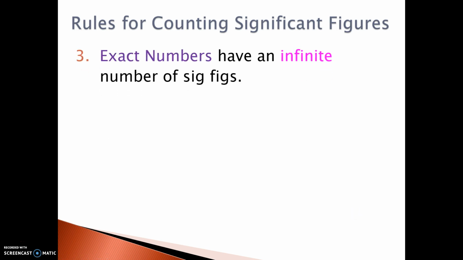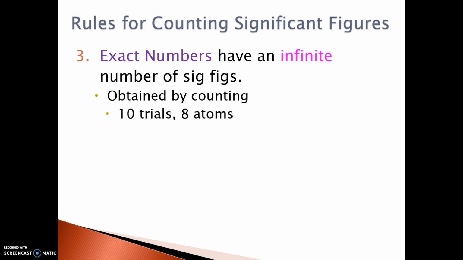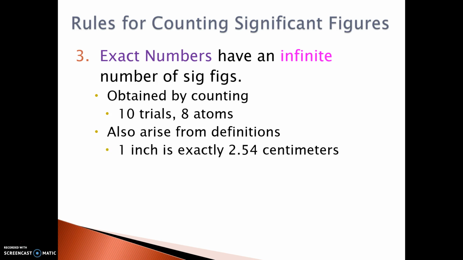Another thing to think about when counting significant figures are exact numbers. And these numbers have an infinite number of sig figs. So how do we have an exact number? One way is by counting. For example, if you do 10 trials in an experiment, or there's 8 atoms in a molecule, both of these numbers have infinite number of significant figures. The other instance is definitions. For example, 1 inch is known to be exactly 2.54 centimeters. So in this relationship, these numbers have an infinite number of significant figures.